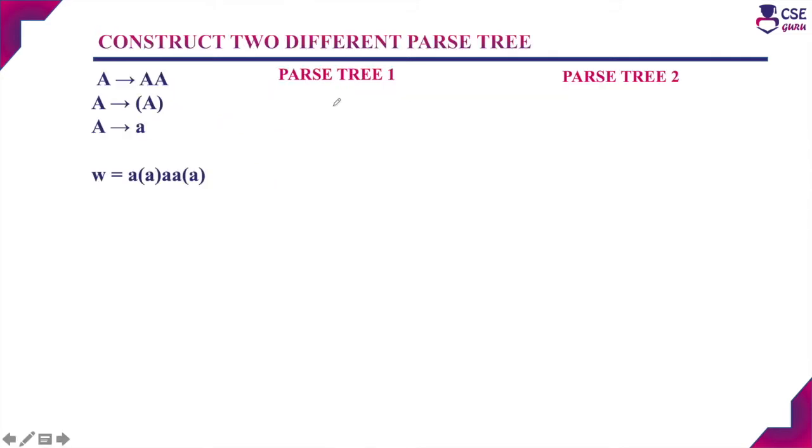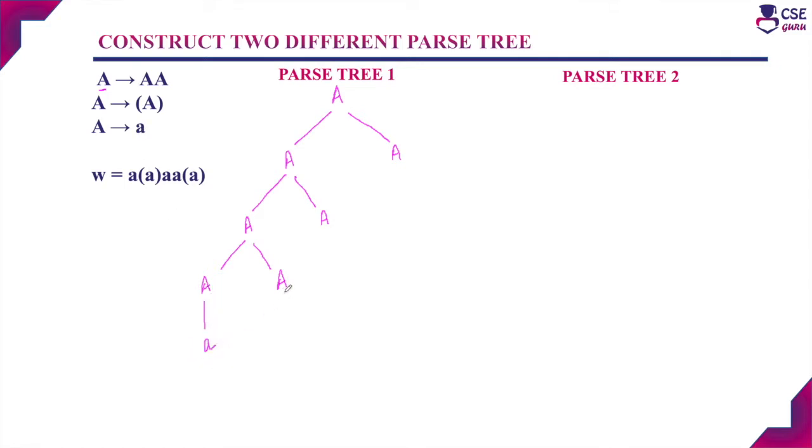The first parse tree. The parse tree always starts with the start symbol. So here the start symbol is A. And we will apply the production rule A derives AA. And for this non-terminal A, we will apply the production rule, again A derives AA. Next, for this non-terminal, again we will apply the production rule A derives AA. Now, for this non-terminal, we will apply the production rule A derives A.